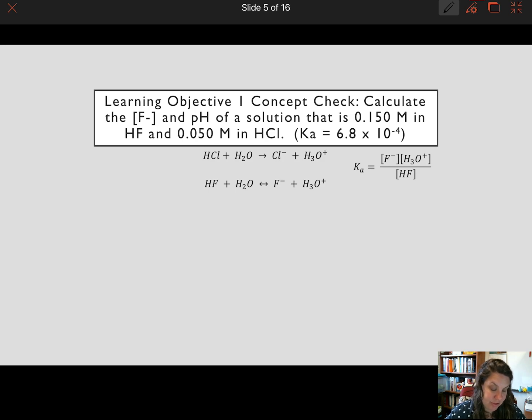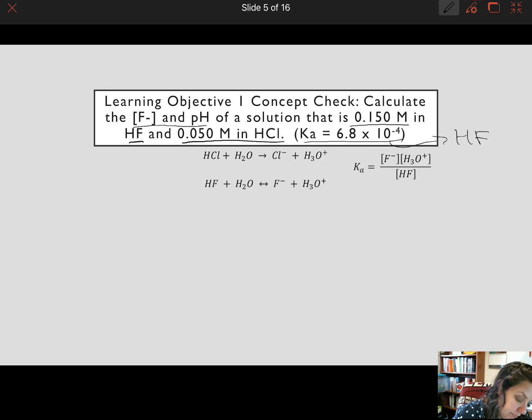So let's check how we're doing with the whole idea of common ions. So we've got F minus and pH. We want to calculate those for a solution that is 0.150 molar HF and 0.050 molar HCl. The Ka of HF is 6.8 times 10 to the negative 4. And from this information, we want to figure out what our pH and F minus concentrations are.